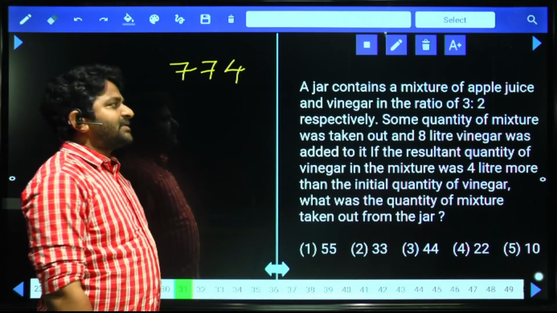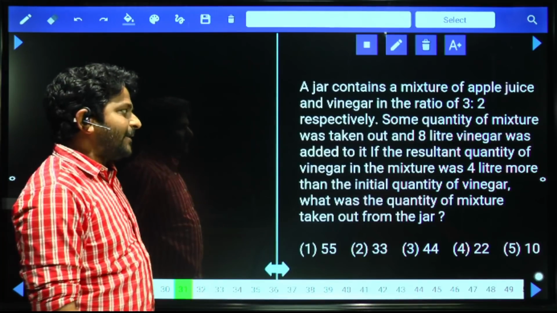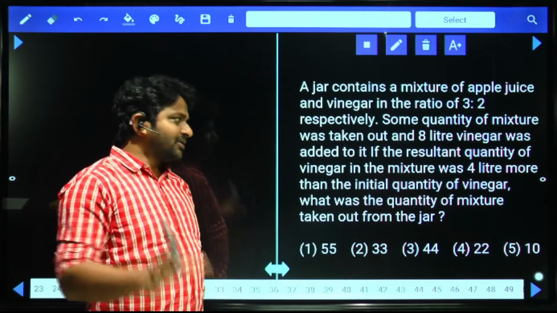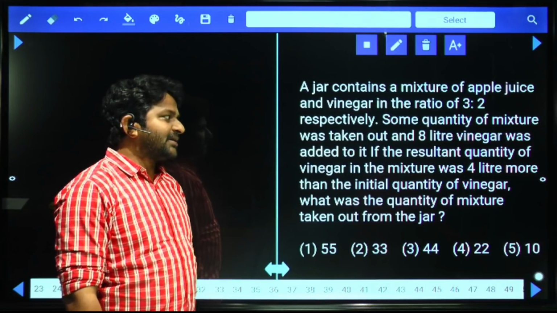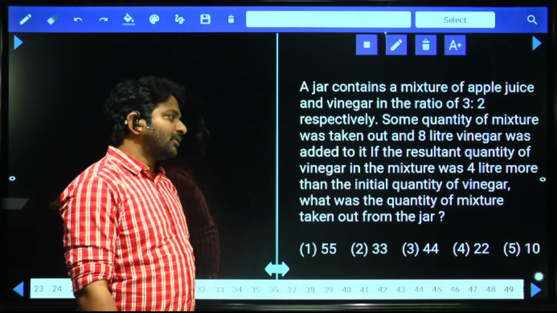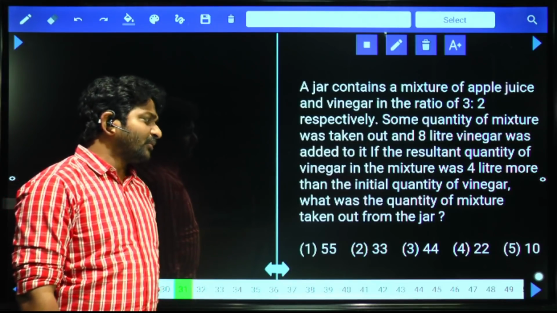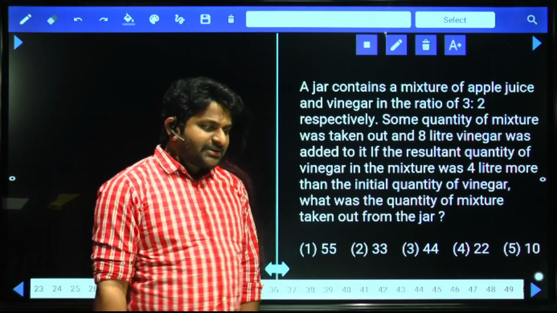A jar contains a mixture of apple juice and vinegar in the ratio 3:2 respectively. Some quantity of mixture was taken out, and 8 liters of vinegar is added to it. If the resultant quantity of vinegar in the mixture was 4 liters more than the initial quantity of vinegar, what was the quantity of mixture taken out from the jar?